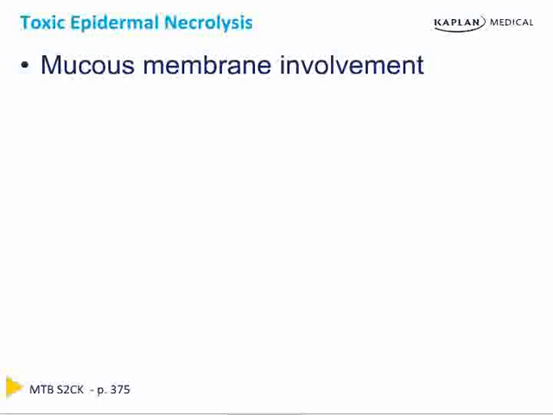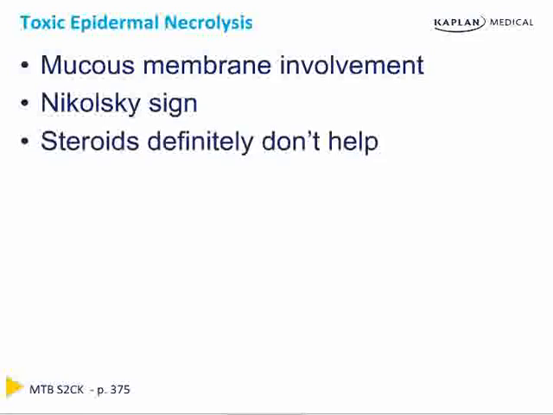Toxic epidermal necrolysis is an even more severe form of the disease. It means that there's always mucous membranes involved. Nikolsky's sign, as the skin comes off in a sheet. Steroids definitely don't help, and you treat this with intravenous immunoglobulins as well. And the other thing is that a measure of it is simply the percentage of the body surface area involved. Stevens-Johnson is around 10, 20, 25, 30%. Toxic epidermal necrolysis is above 30%. In between 10 and 30% is unclear, but it's on a spectrum from Stevens-Johnson to toxic epidermal necrolysis.